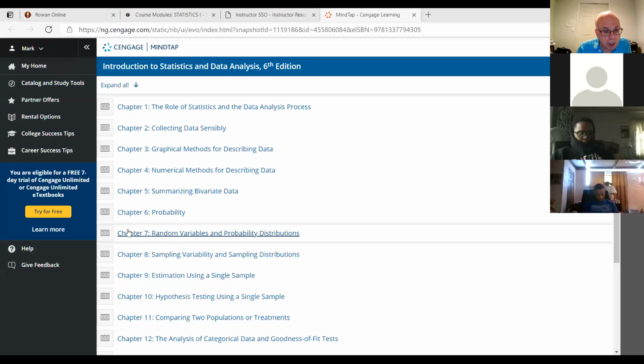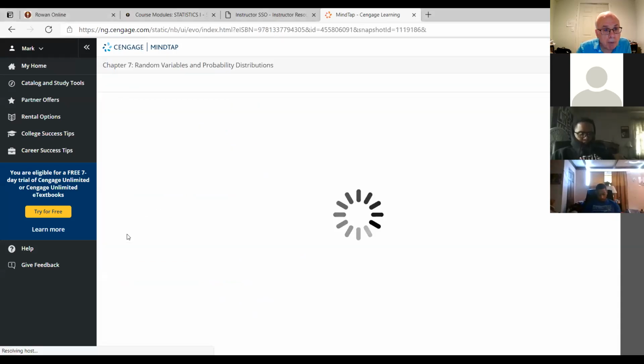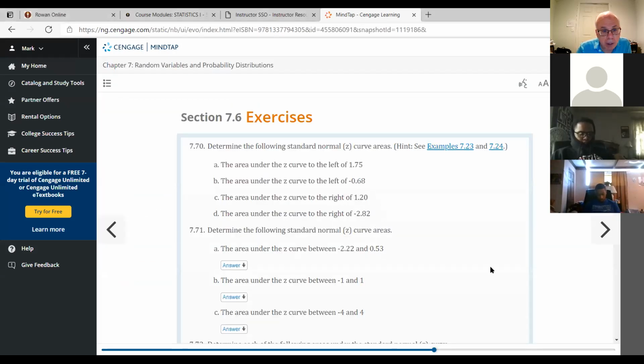So we'll get back to chapter 7. And here we go. This is where we're supposed to be. Section 7.6 exercises. I have a few of them that I wanted to go through with you today. First one would be 7.71.